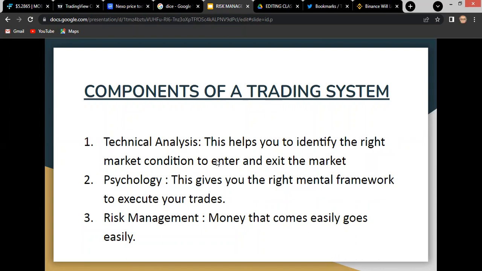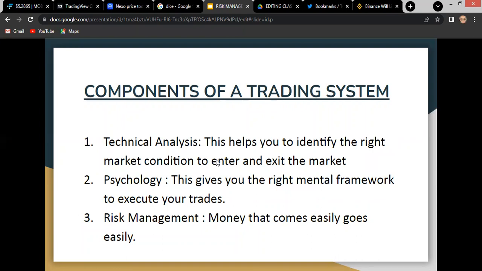Okay, so this very trading system we are talking about also comprises three things. It comprises technical analysis. And what technical analysis does is help you identify the right market condition to enter and also exit the market. It helps you to know the right place to enter and also the right place to exit the market.